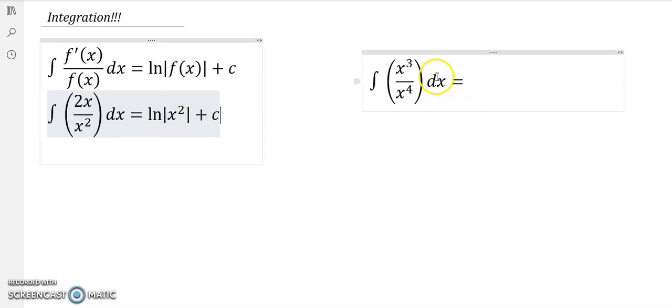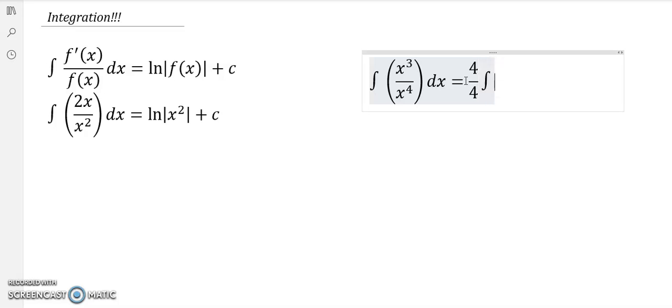Okay, let's have a look on this one. Here guys, on the numerator we have x to the power 3 divided by x to the power 4, and we know that the derivative of this one is nothing but 4x to the power 3, meaning that here we're supposed to have 4x to the power 3. We're gonna do it like this: 4 divided by 4. 4 divided by 4 is nothing but 1.